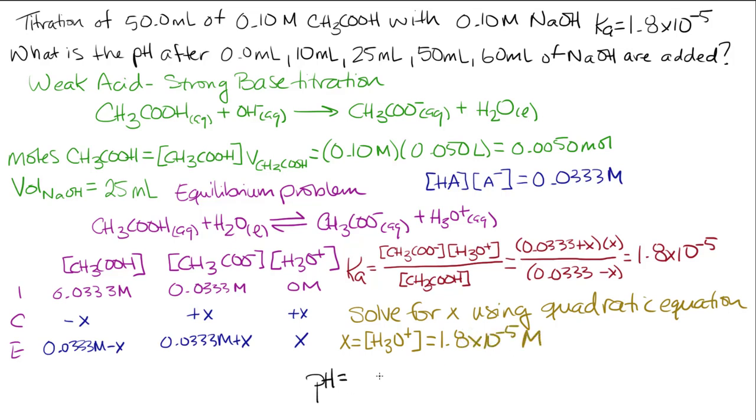We can now solve for the pH by taking the negative log of the hydronium ion concentration, and we'll get a final pH result of 4.74. This is the point of the titration where the pH of the solution is directly equal to the pKa of the weak acid.